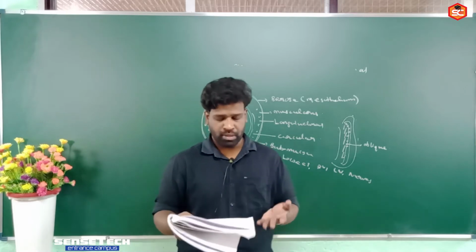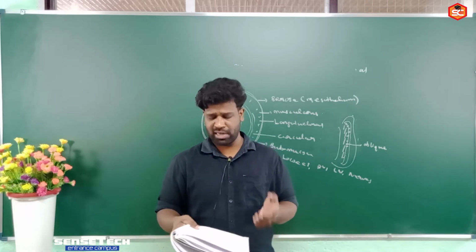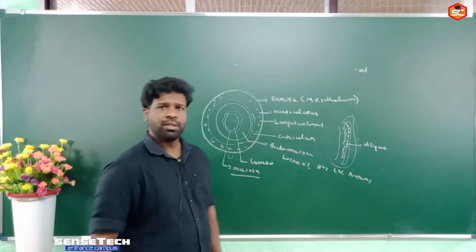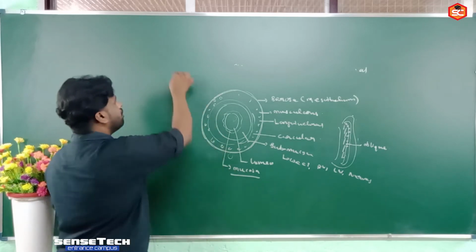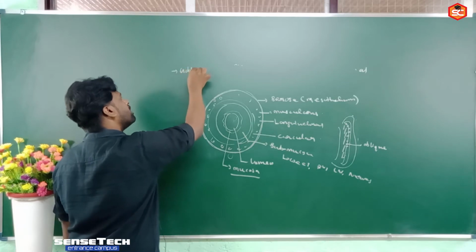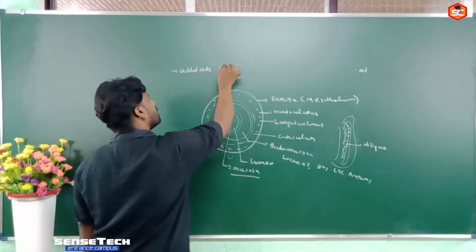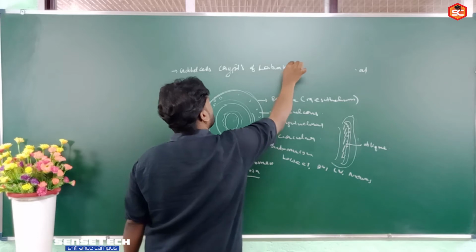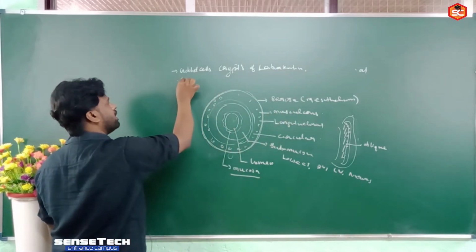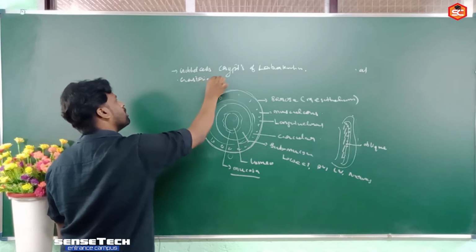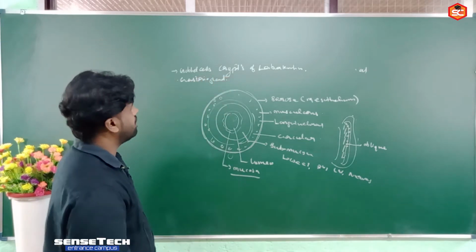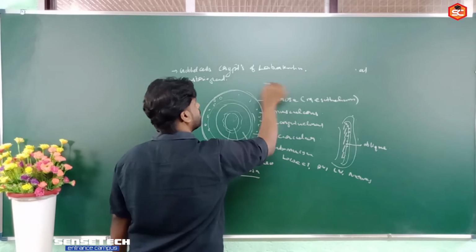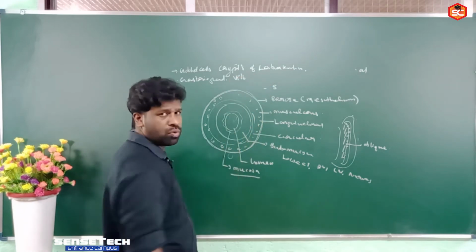See, go to the question. The mucosal layer of alimentary canal possesses goblet cell, gastric gland, duodenal gland, crypts of Lieberkuhn. Let's see. This is the innermost layer, mucosa. This mucosa has some modifications. Modifications of mucosa include goblet cells, crypts of Lieberkuhn, and gastric glands. And intestinal villi are also modifications of mucosa.